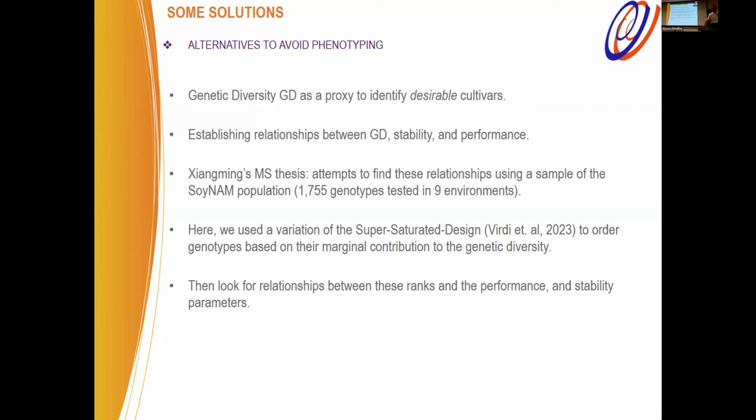Let's say you have a target of 10,000 genotypes, and I can plant in the fields only 100. Which is the one that maximizes genetic diversity? And let's be clear, maximizing genetic diversity is not the same as being the most representative of the whole population. So these are different things.